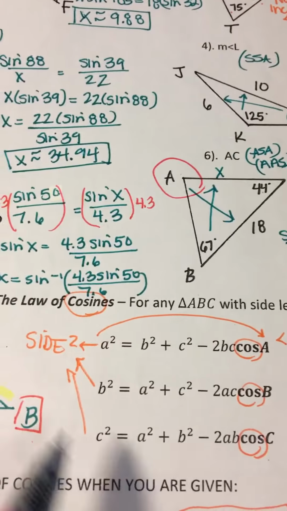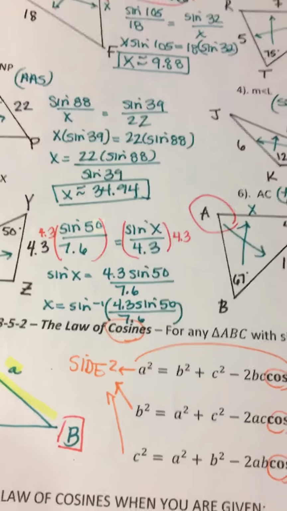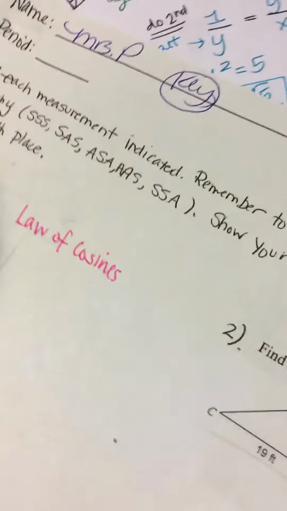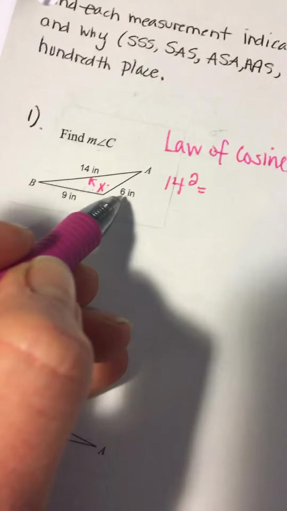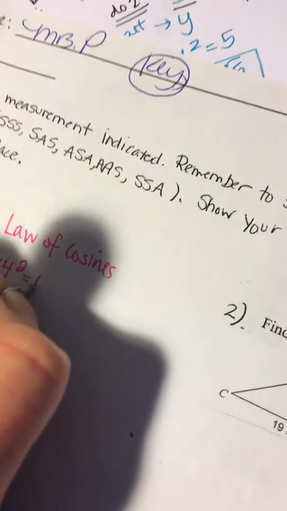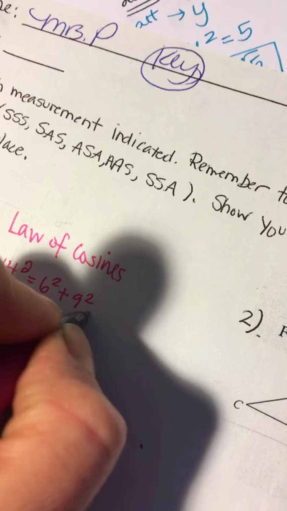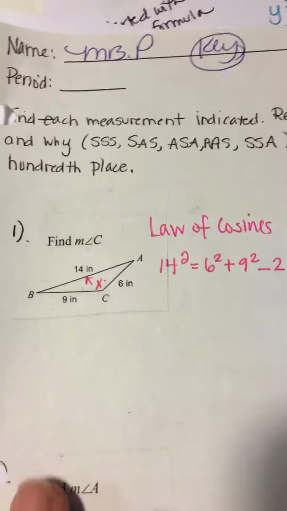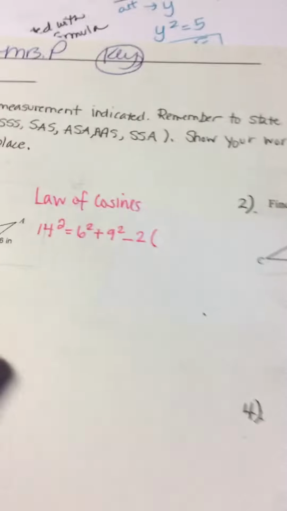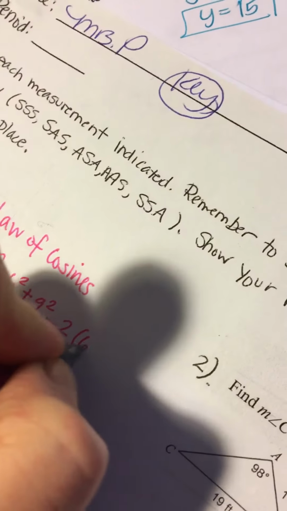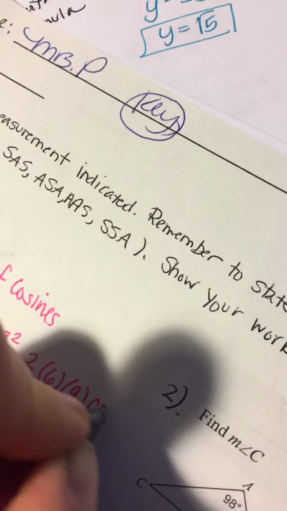So it's a side squared is equal to. So I'm going to start out with 14 squared, and my paper's sideways because I'm left-handed, but I'll switch it out. 14 squared is equal to the other two sides squared, so 6 squared plus 9 squared minus 2 times, again, the same two sides, 6 times 9. 6 times 9 times the cosine, and this is where the angle comes into play.